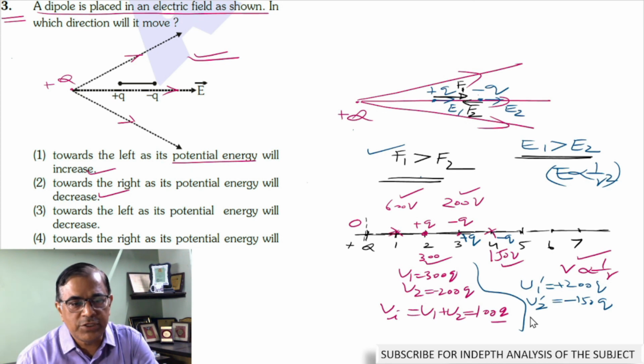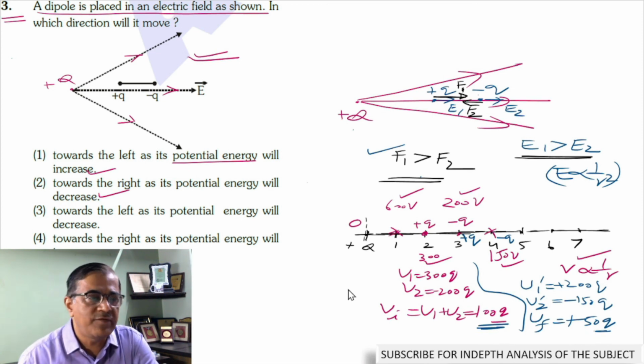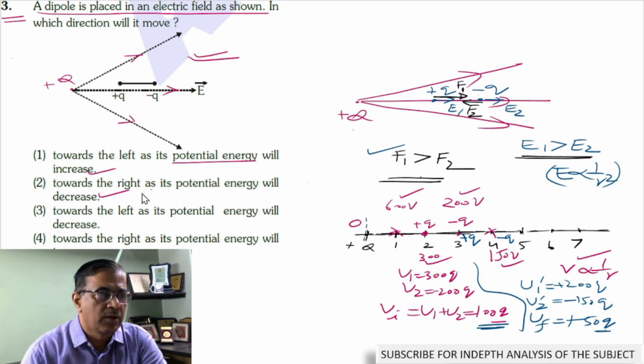Final potential energy of the dipole system, that should be equal to how much? Adding these two you will get plus 50 Q. So initial potential energy is 100 Q, and the final potential energy is 50 Q, and hence we expect that the potential energy of the electric dipole should keep on decreasing as it moves towards the right side, and hence we expect the second option to be correct.